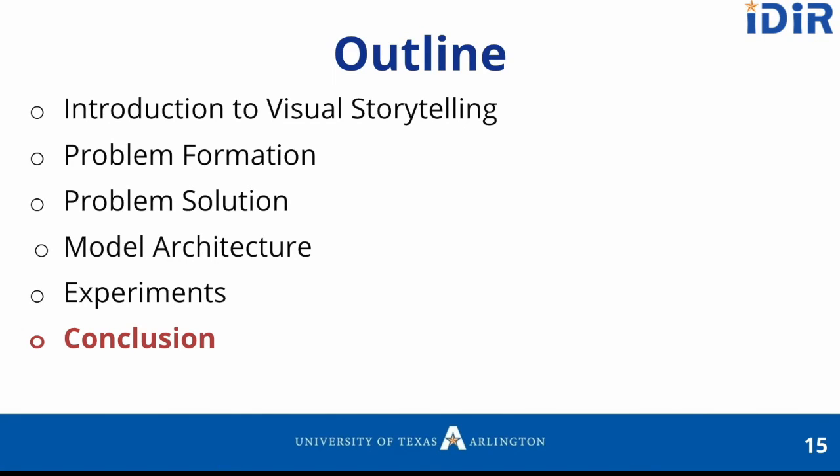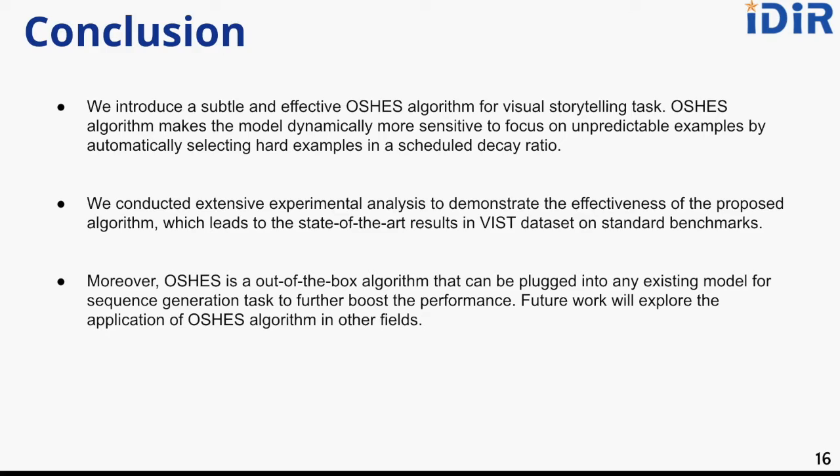Here's our conclusion. We introduce a subtle and effective OSHIS algorithm for visual storytelling tasks. The OSHIS algorithm makes the model dynamically more sensitive by focusing on unpredictable examples, automatically selecting hard examples in a scheduled decay ratio. We conducted extensive experimental analysis to demonstrate the effectiveness of the proposed algorithm. It leads to state-of-the-art results on this dataset on standard benchmarks.